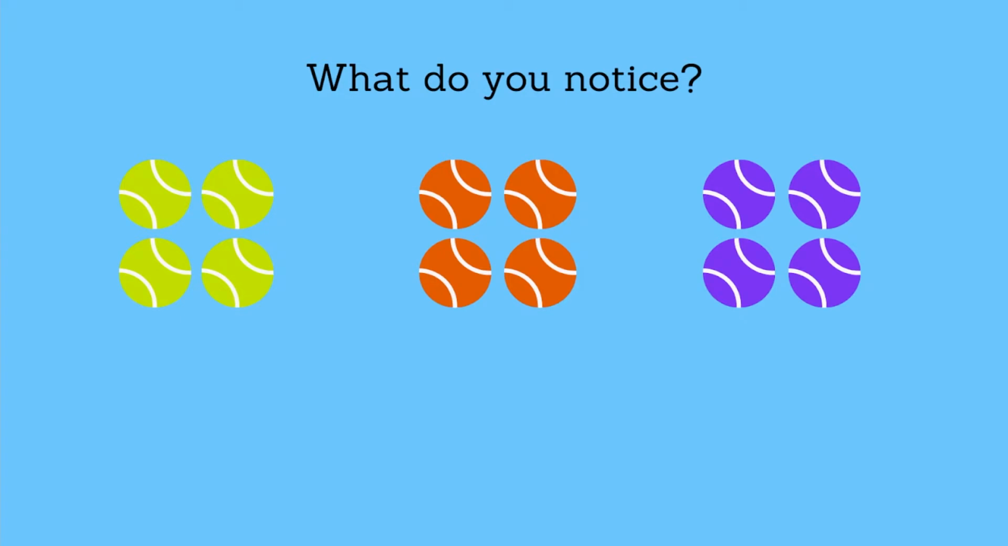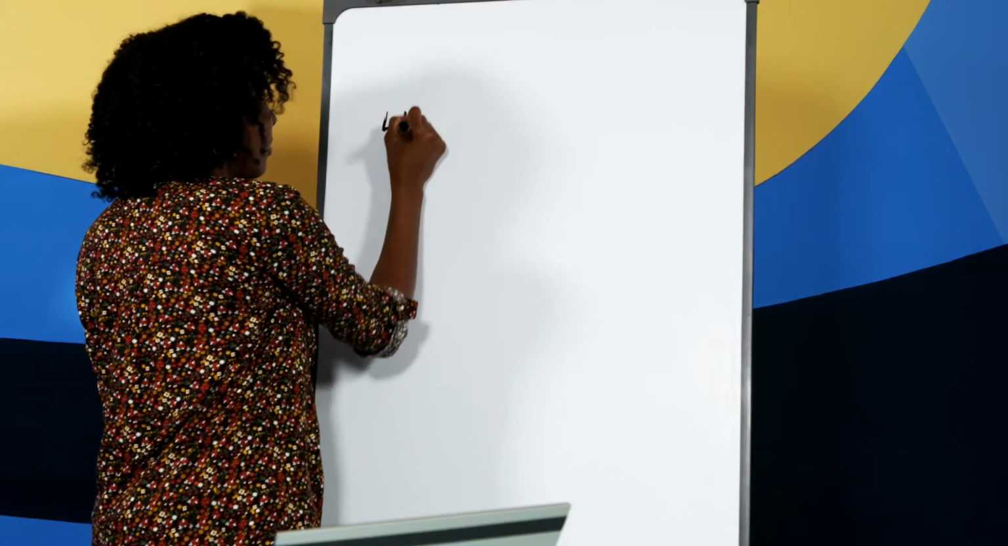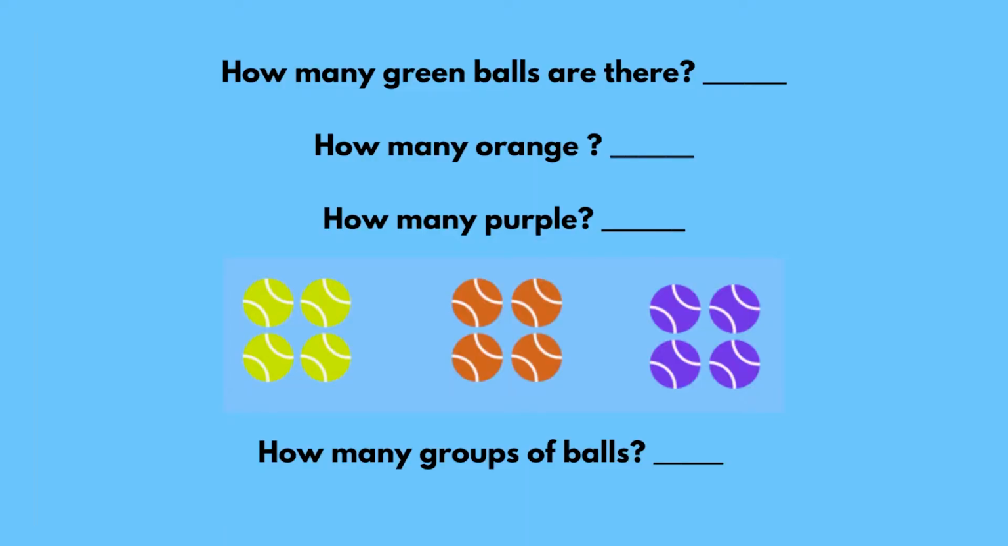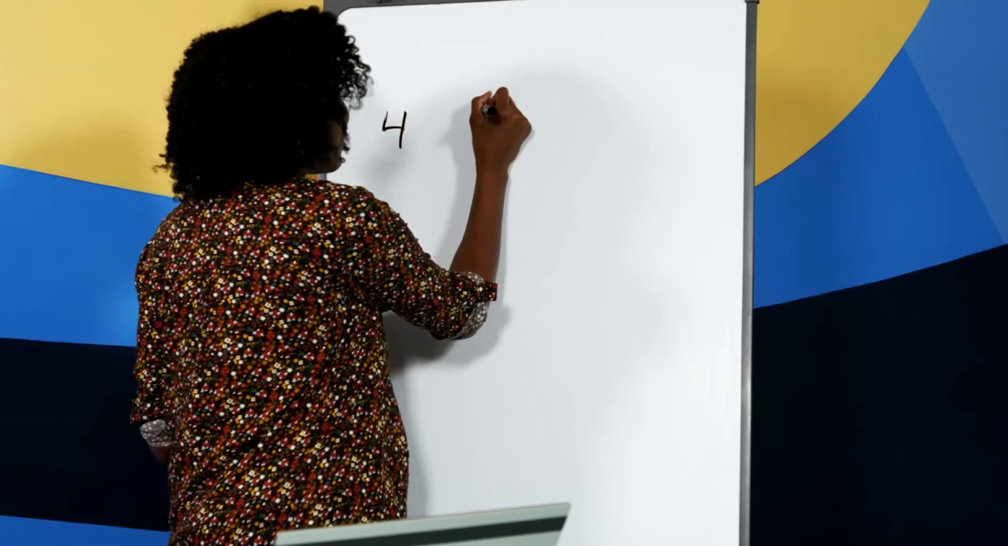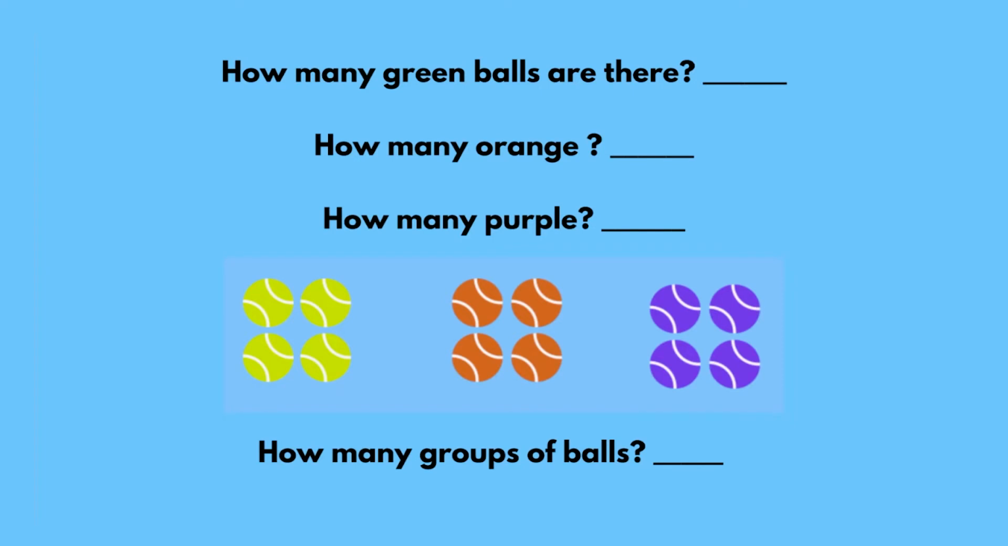Let's look a little deeper. How many green balls do you see? Take a second to count. That's right, I see 4 green tennis balls. I'm going to write that number on our whiteboard just to make sure I don't forget it. All right, how about how many orange? You're right again, 4. And our last group, purple, I bet you can guess. There's also 4.